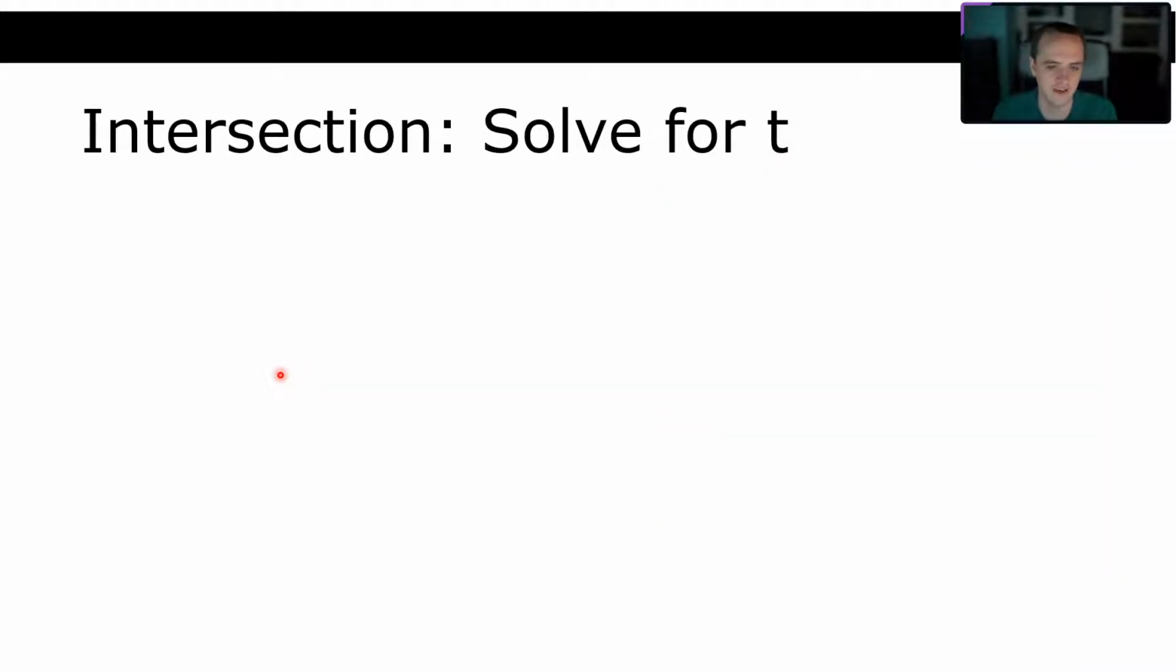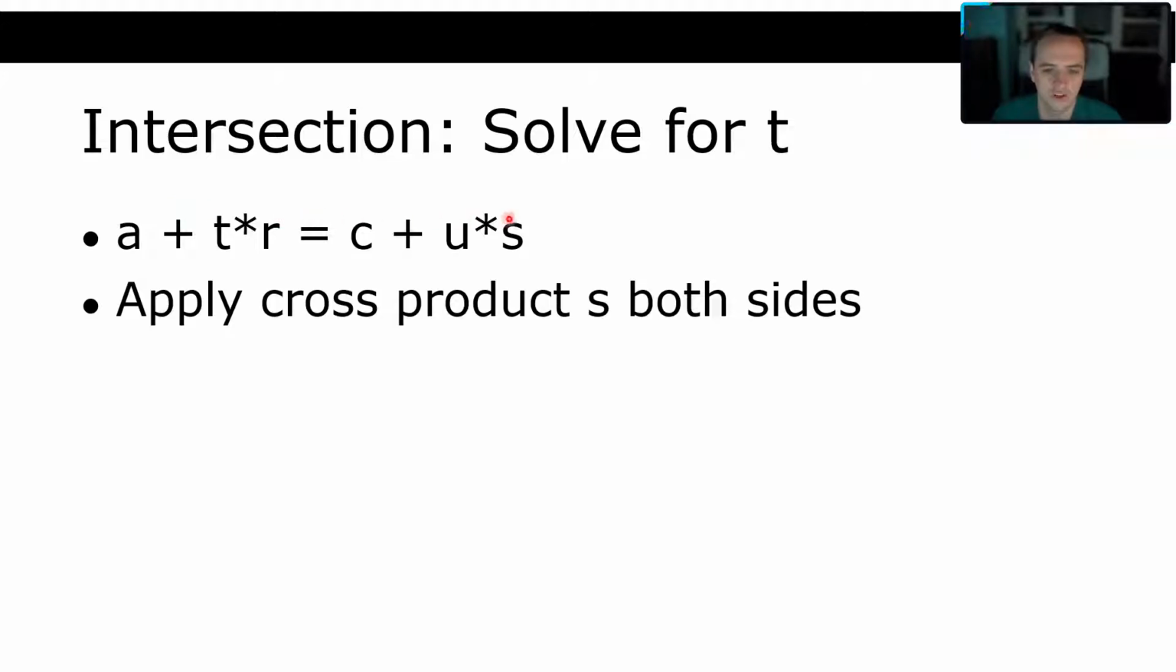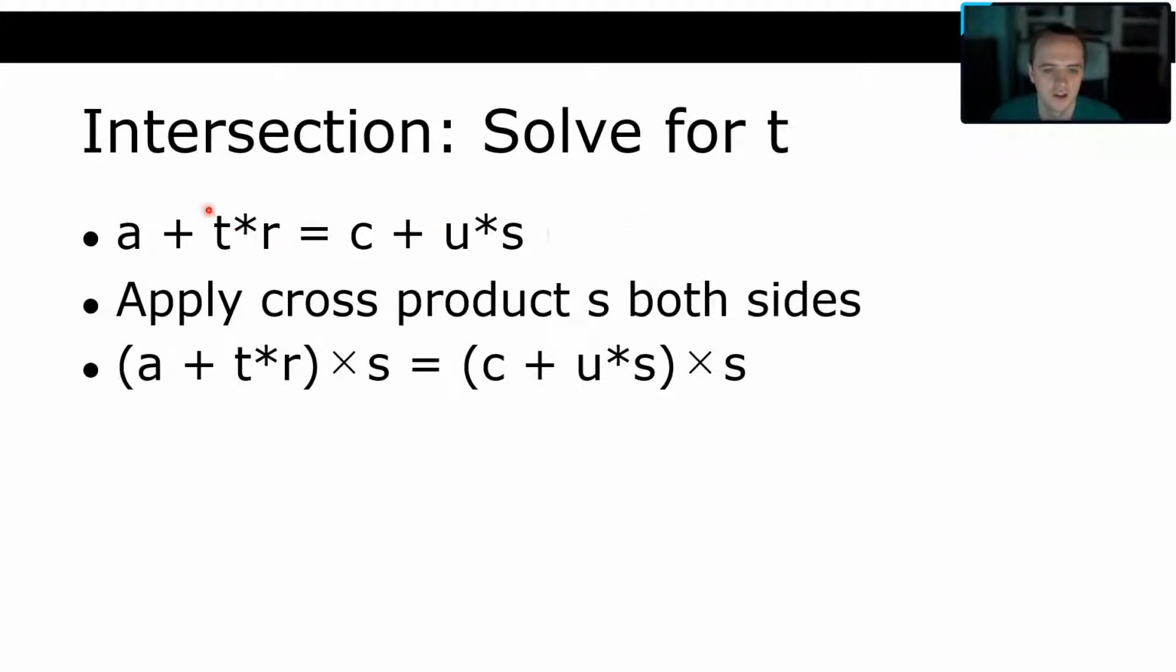So let's solve for t now using our previous equation. What we're going to do is use the cross product. So in order to solve for t, we want to eliminate the variable u. Okay. So we're going to apply the cross product of s to both sides of this, okay? Remember, when we're solving equations, we can do the same operation to both sides, and we'll have done nothing to the system of equations except possibly eliminate some variables. So here we'll take the left-hand side, and we'll cross it by s, and we'll take the right-hand side, and we'll cross it by s.